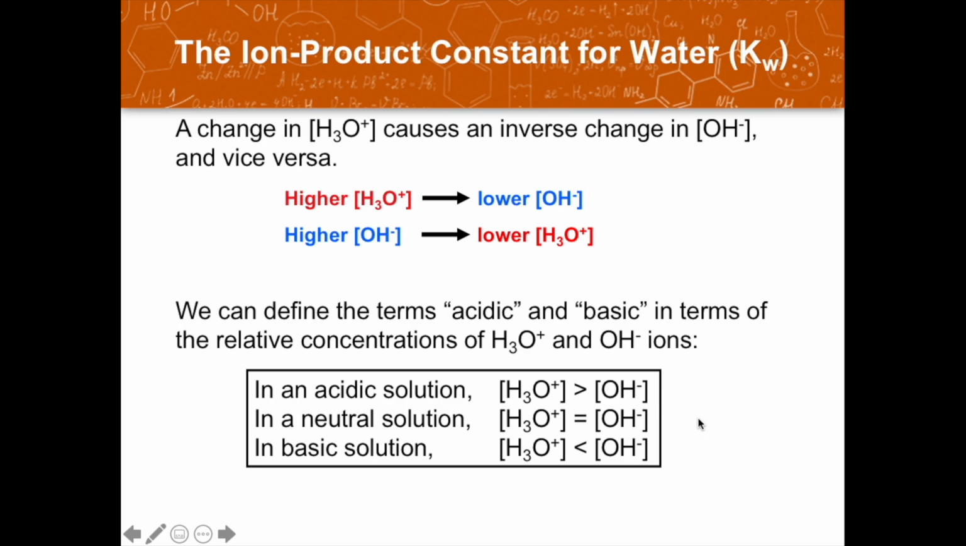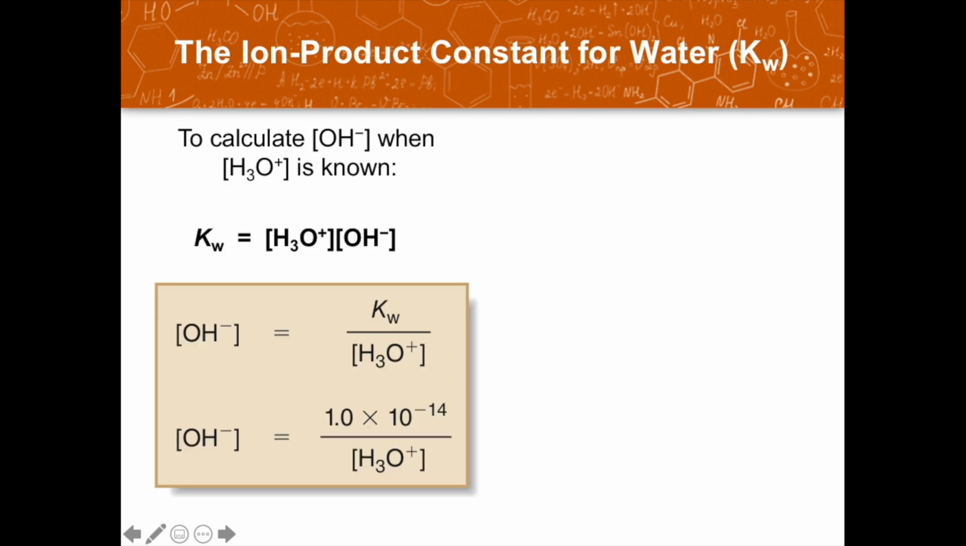To calculate the hydroxide ion concentration when hydronium ion concentration is known, we have to remember this formula. The ion product constant for water, K sub W, is equal to the hydronium ion concentration multiplied by the hydroxide ion concentration. If the hydronium ion concentration is known, we can get the hydroxide ion concentration by dividing K sub W, or the ion product constant for water, which is 1.0 times 10 raised to negative 14, by the hydronium ion concentration.